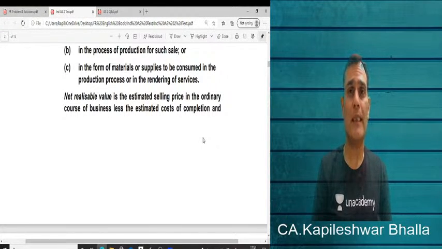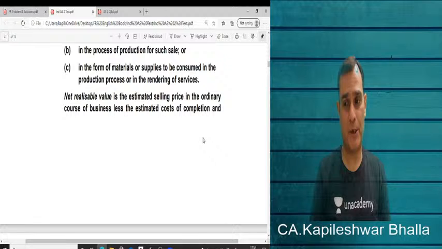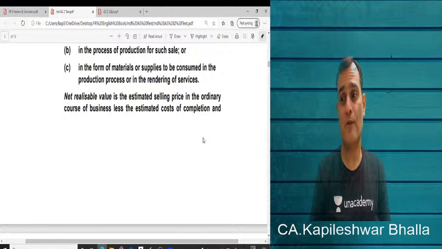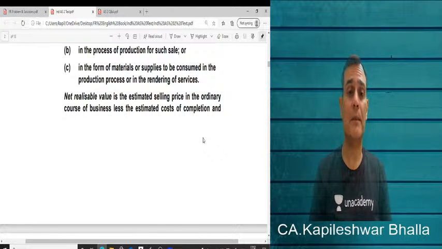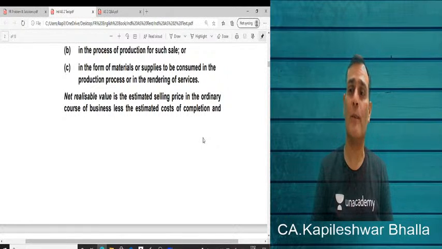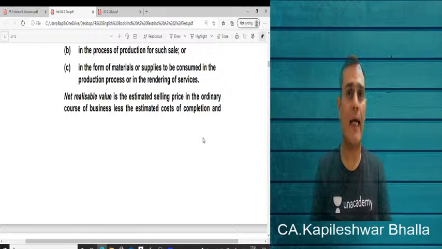Now, when we look at the definition of NRV, it says NRV is the estimated selling price. There is a very good reason for using the word estimated. People generally believe that when you see the word estimated, it means you would look at the most recent sale of inventory on the balance sheet date, and consider the recent sale as a base in measuring NRV. Of course, that is correct.